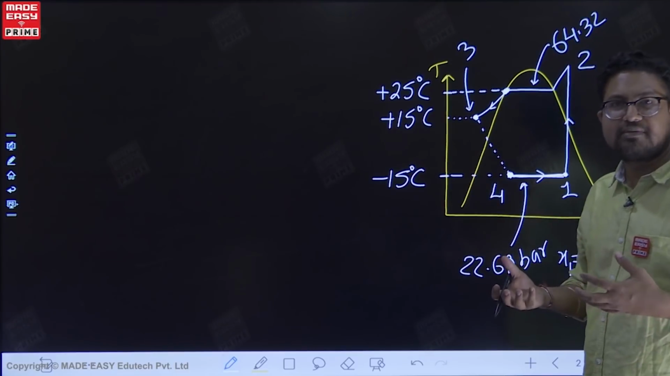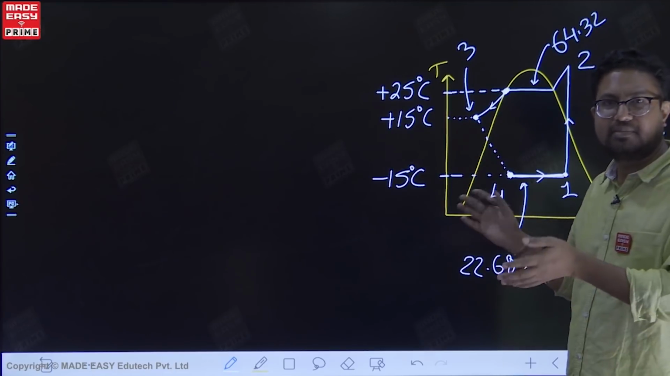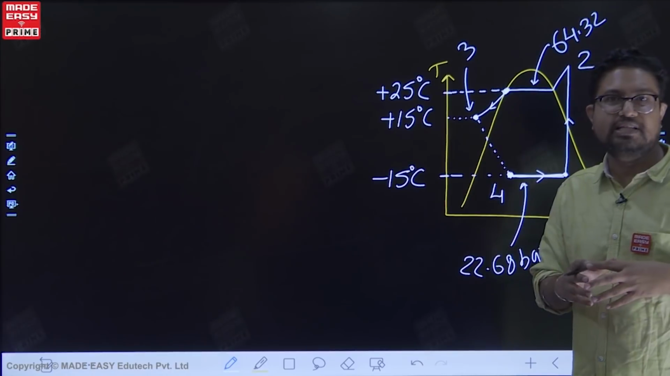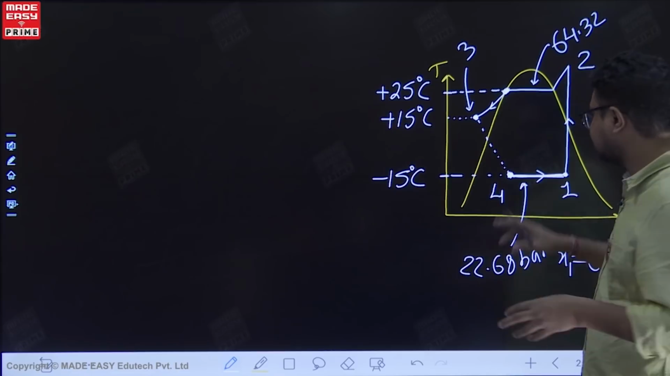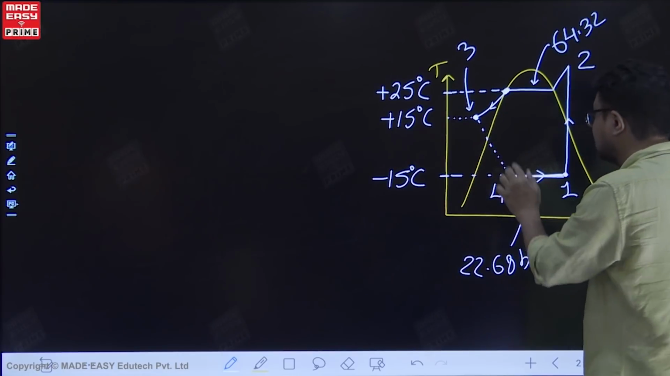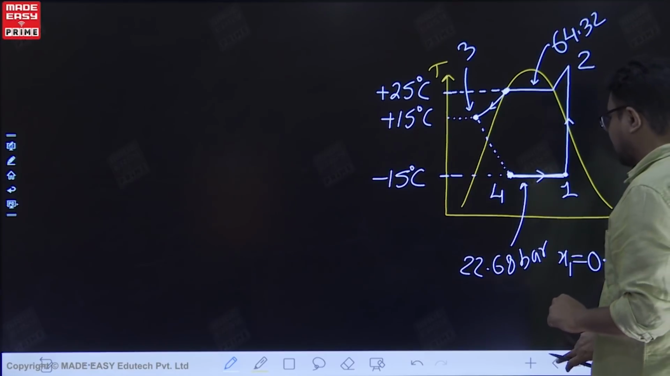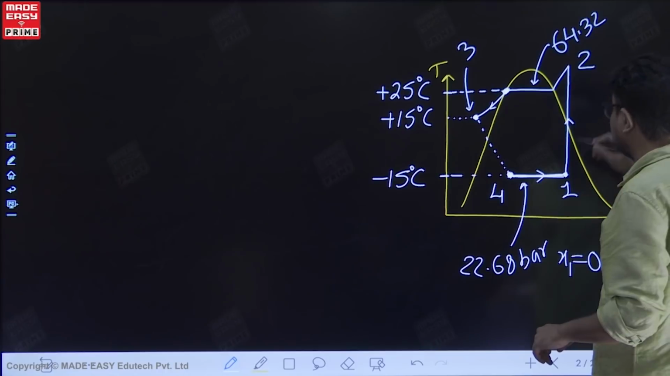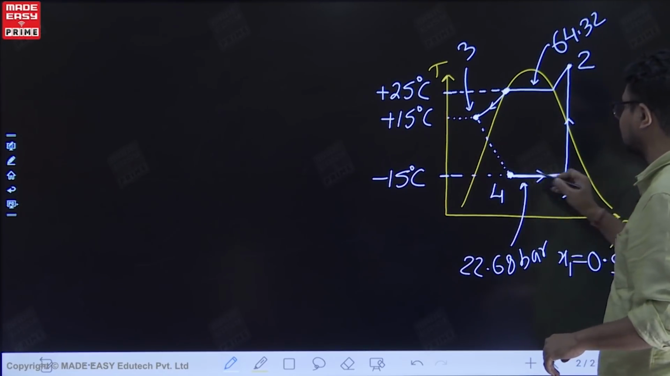While explaining, whatever conditions I took were the conditions generally taken in a domestic refrigerator. Here is the problem, with the conditions given in it. These are points 1, 2, 3, 4. Now, to solve this, we should know the enthalpy at all the points: 3, 2, 1, 4.